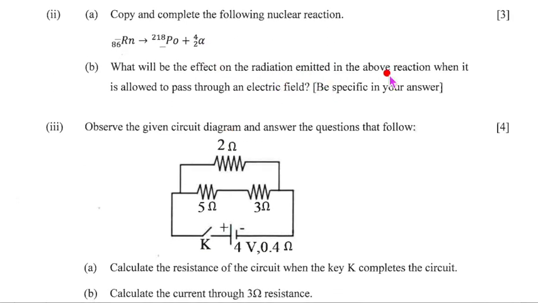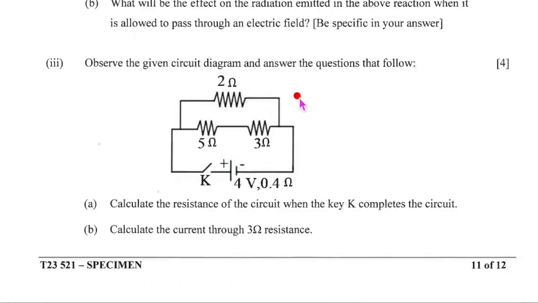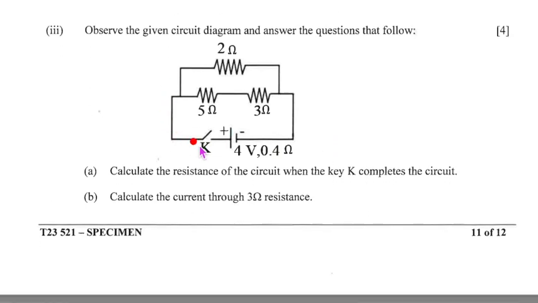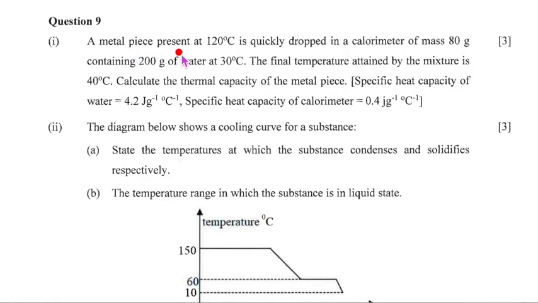On the radiation emitted in the above reaction when it is allowed to pass through the electric field. Now this also is quite simple. Alpha particles are positively charged, and so they will be deflected through a small angle to the negative plate. Then the third one, copy the diagram. Now this one is where we will have the current going through this branch and through this branch. Now I know that some of you are not very comfortable with these diagrams, so if you practice this enough, it is quite doable. Question number 9, this is the last question.